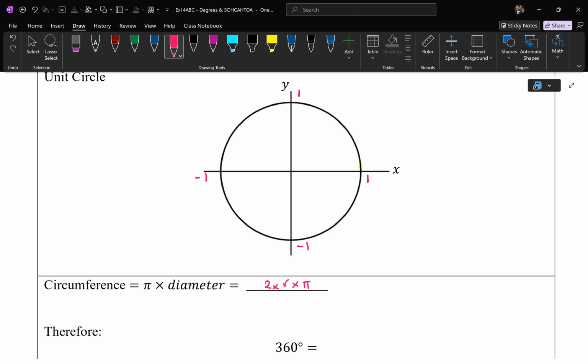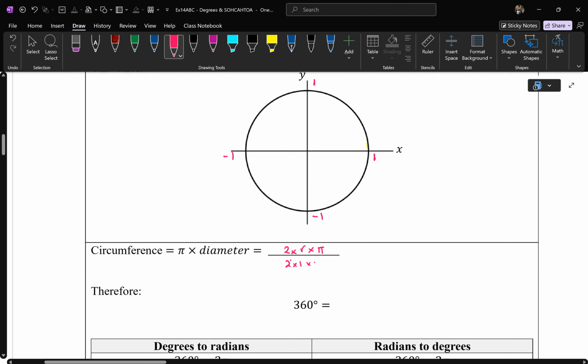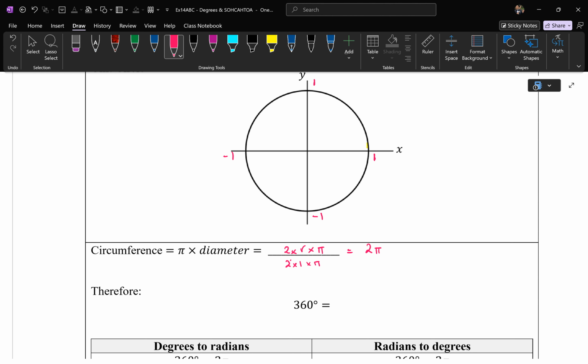But since the radius of this unit circle is 1, because we're talking about a unit length, and it could be 1 centimeter, 1 millimeter, it doesn't matter, 1 of anything, right? So 1 unit length, then that means the distance of this unit circle, or any unit circle, should then be 2 times 1 times pi, which ends up being 2 pi. Okay, so the basic idea is that 1 revolution in any full perfect circle should have a distance of 2 pi. That's the idea. All right.